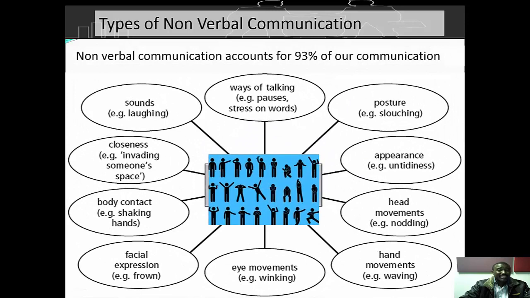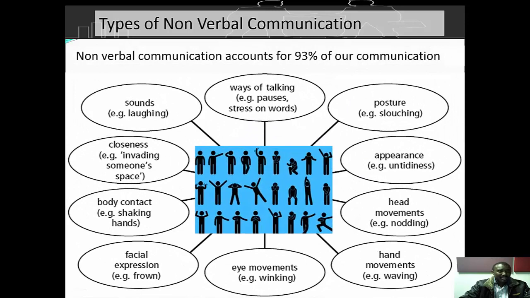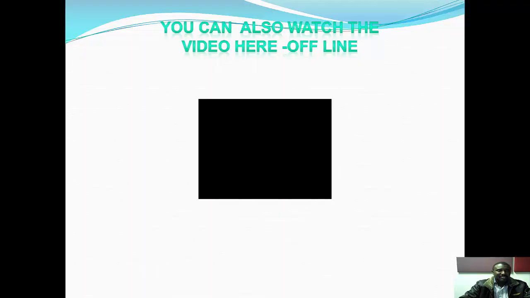Non-verbal communication accounts for 93% of our communication. We have said earlier, 7% has to do with the actual words, while the remaining 93% has to do with non-verbal communication. And it could be with the sounds, the closeness, the body contact, facial expression, eye movements, hand movements, head movements, appearance, posture, ways of talking. All these have something to do with communication.